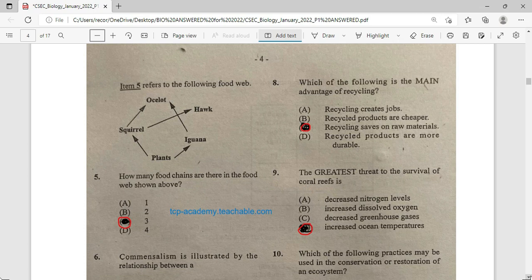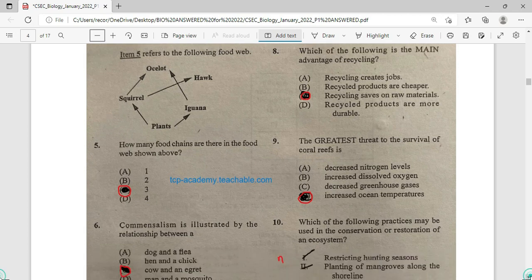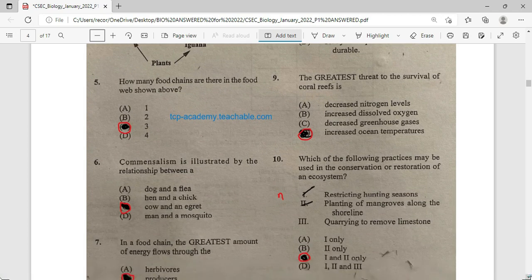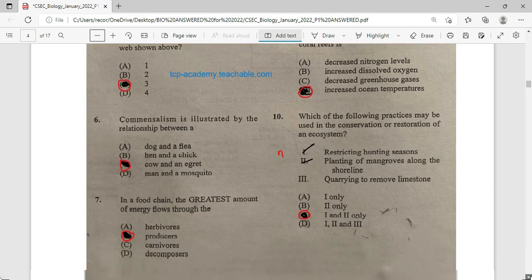So number 8, our answer there is a repeated question. It's of course C as was supplied. 9, our answer there is going to be D as was supplied.